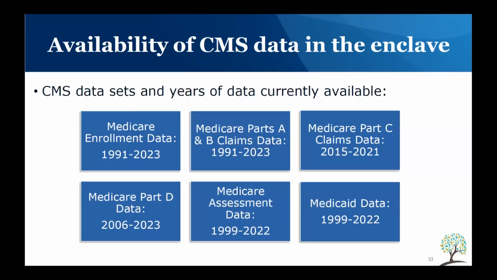And the data that are available are the Medicare enrollment data, Parts A and B claims data, Parts C and D data as well, the Medicare assessment data. And even though we're limiting the linkages for now to Medicare eligible population, we also have Medicaid data on those individuals. Next slide.